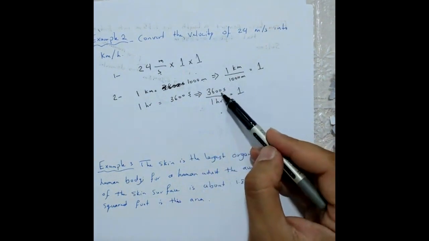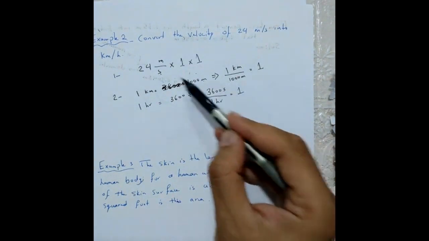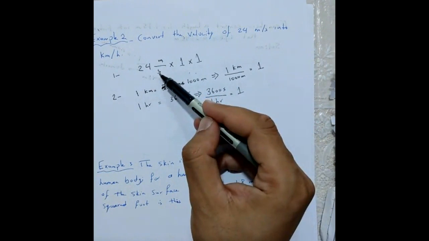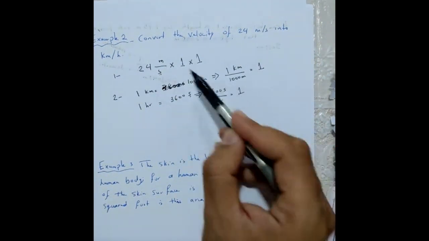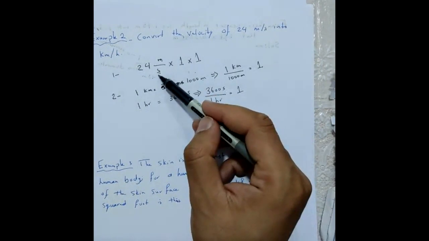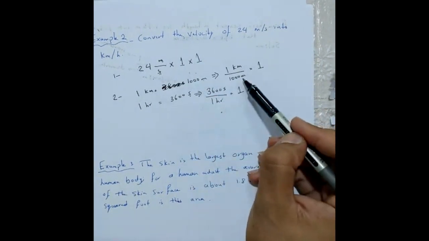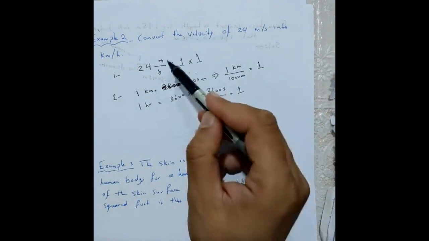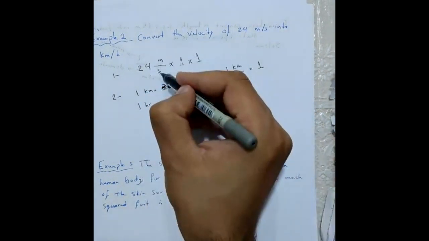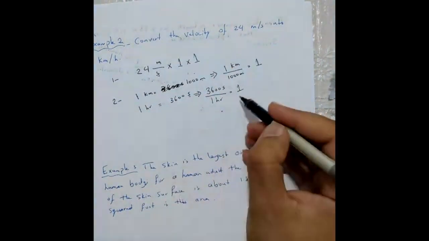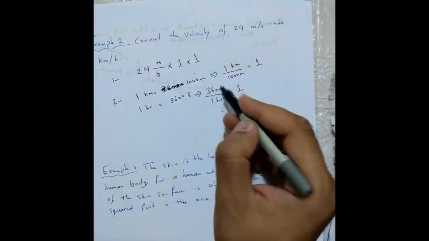Why did I put this one like this? I put the second as a numerator because in the first step, second is denominator. So if I want to cancel them, this one should be numerator and this one should be denominator. And here we put the meter as a denominator in step 2, because in step 1, meter is a numerator. So this is numerator, this is denominator.